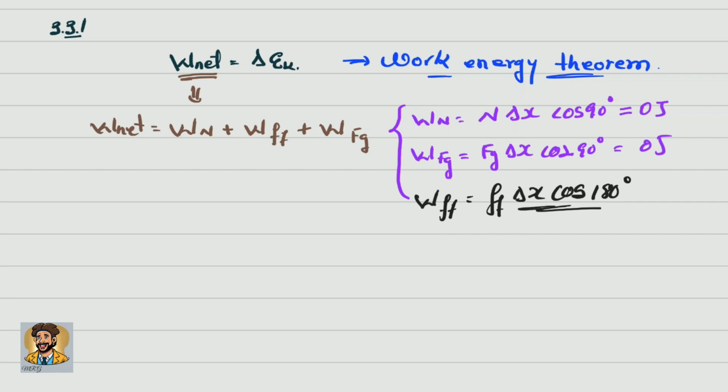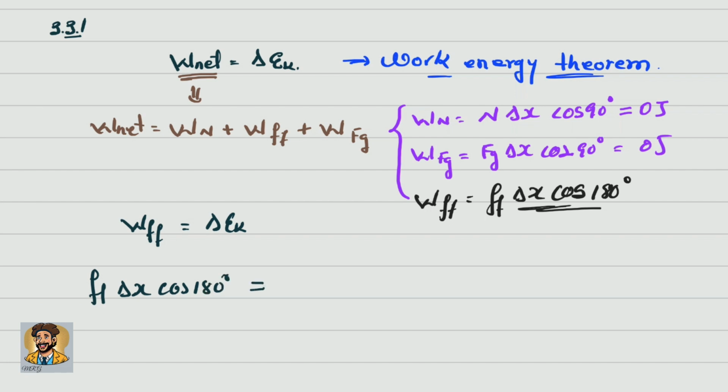Alright, so the net work is actually the work done by friction, as it is the only force that does work in here. So we have that the work done by the frictional force is equal to the change in kinetic energy. The work done by the frictional force is friction multiplied by the displacement multiplied by the cosine of 180 degrees.